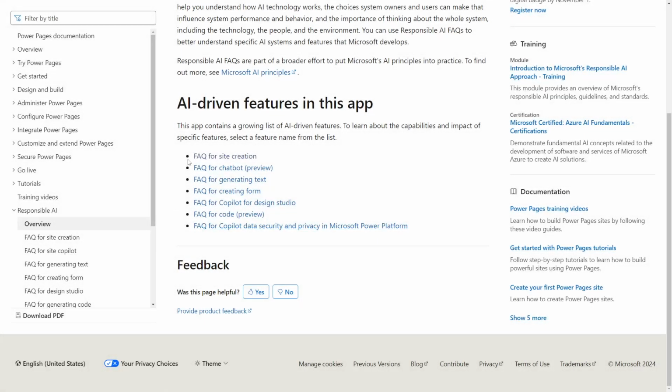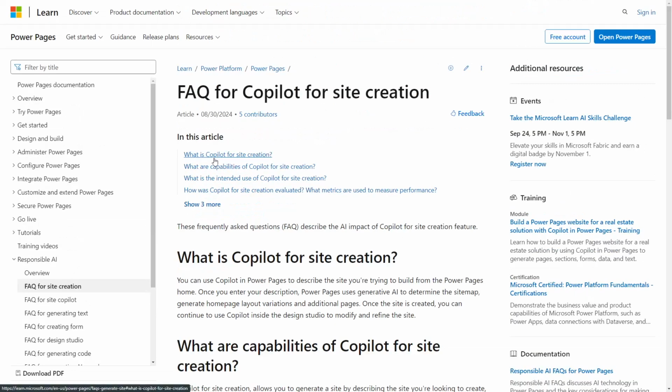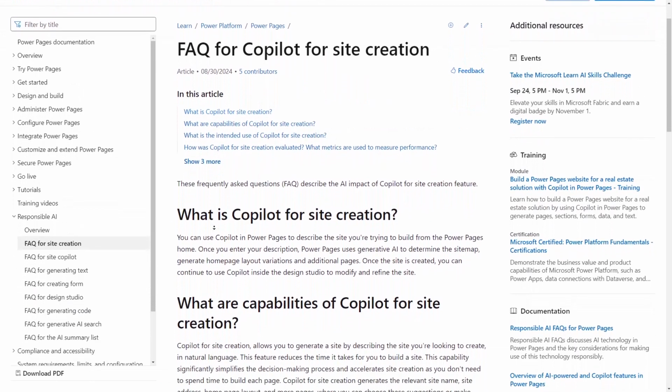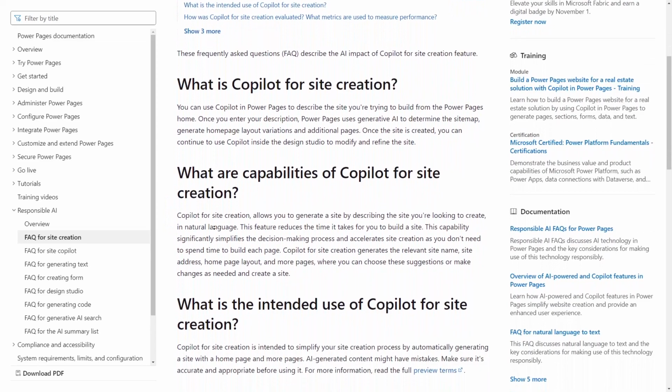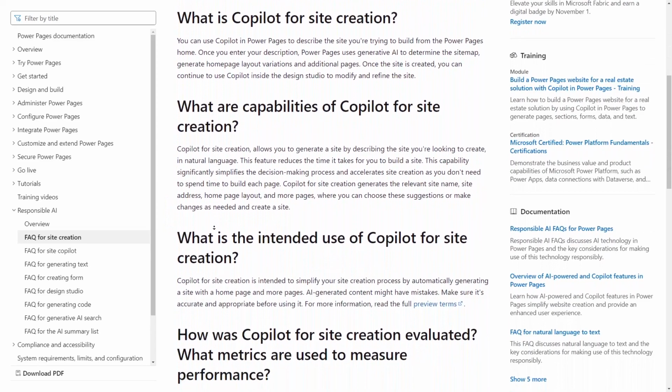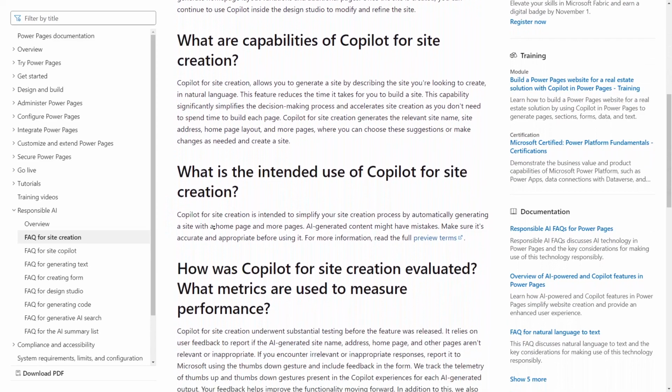There are separate FAQs for the various AI offerings, like site creation, site copilot, and code generation. For each feature, you'll find information about the capabilities, the intended use, how it was evaluated, including the metrics used to measure its performance, its limitations, and suggestions on how to use the feature effectively and responsibly.